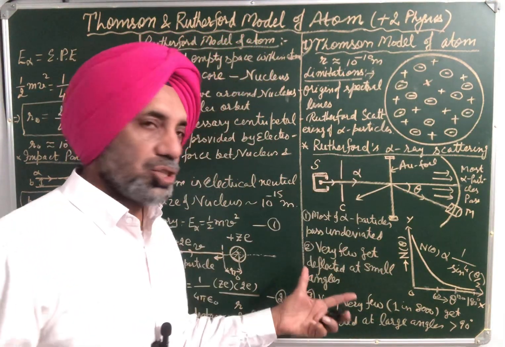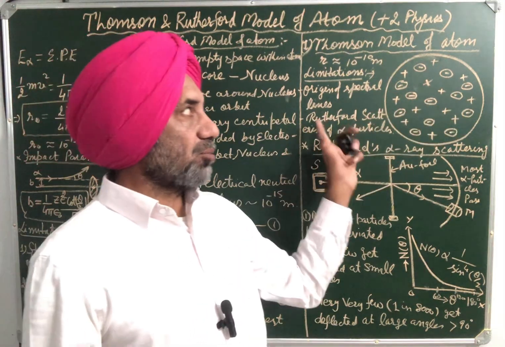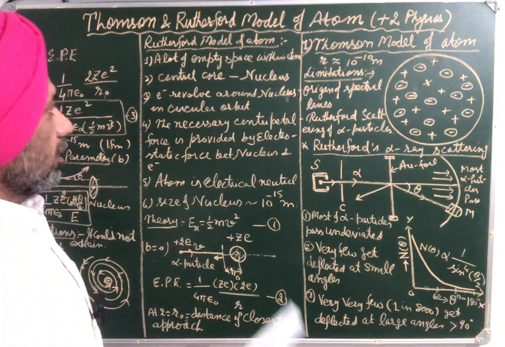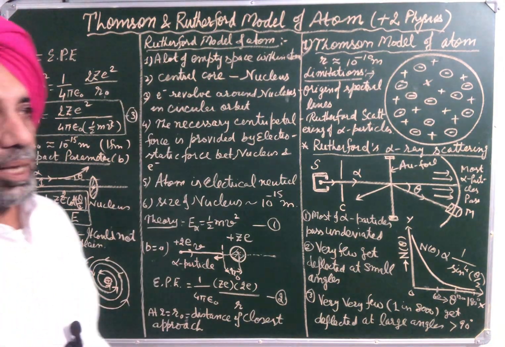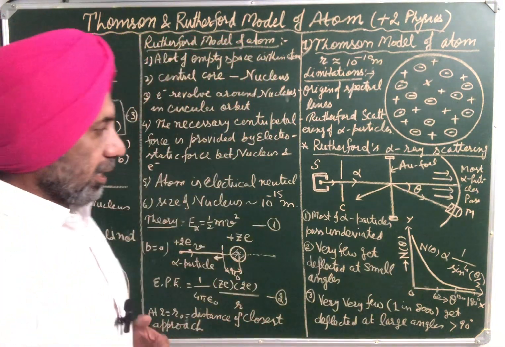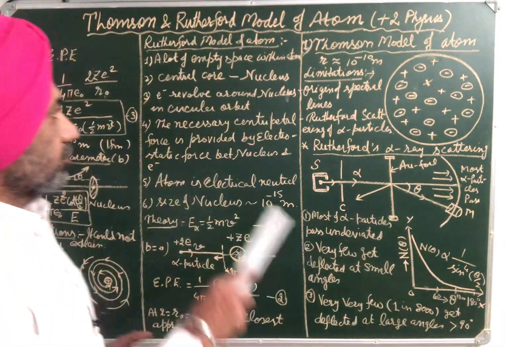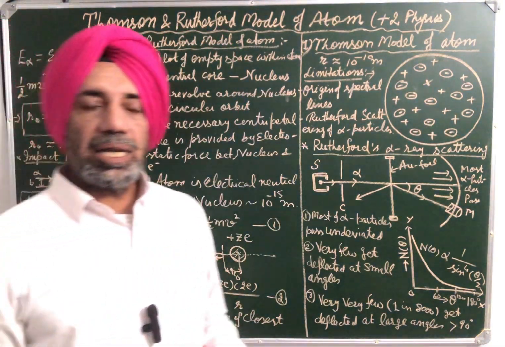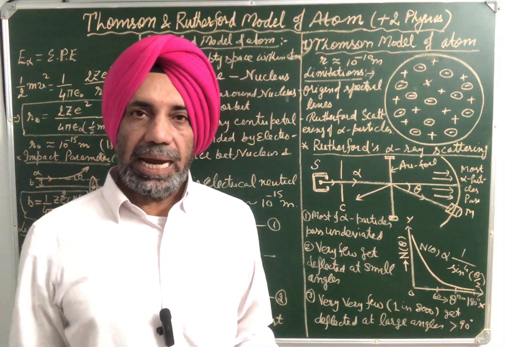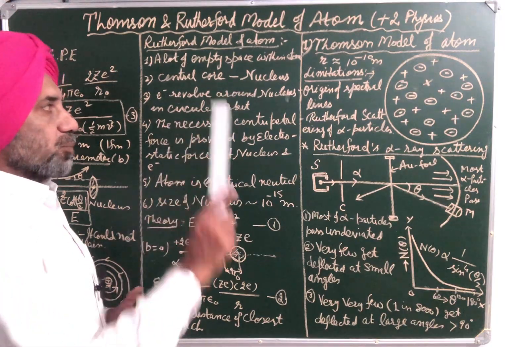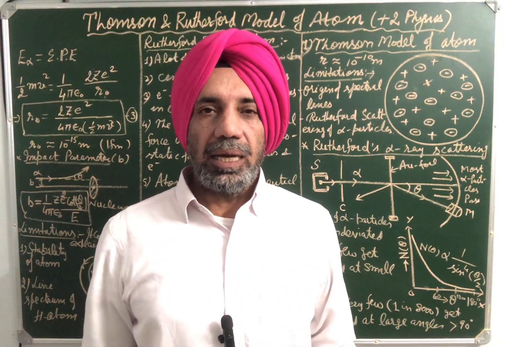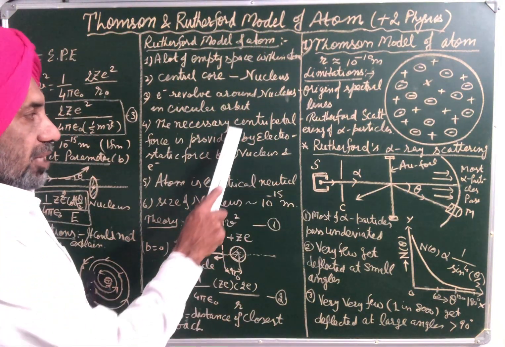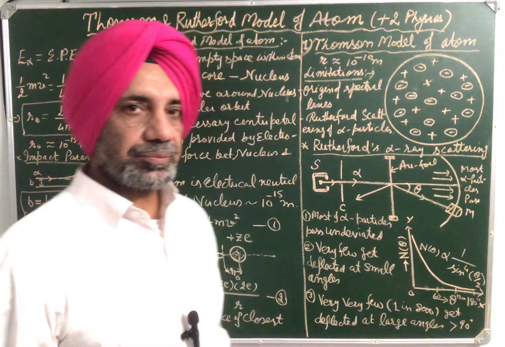This experiment was to discover the nucleus of the atom, because in the Thomson model of the atom, there was nothing about the nucleus. Third point, what about electrons? He said electrons are revolving around the nucleus because there is a lot of empty space. Electrons revolve around the nucleus in circular orbits, and the necessary centripetal force for this is provided by the electrostatic force between the nucleus and the electron, because for circular motion centripetal force is needed.